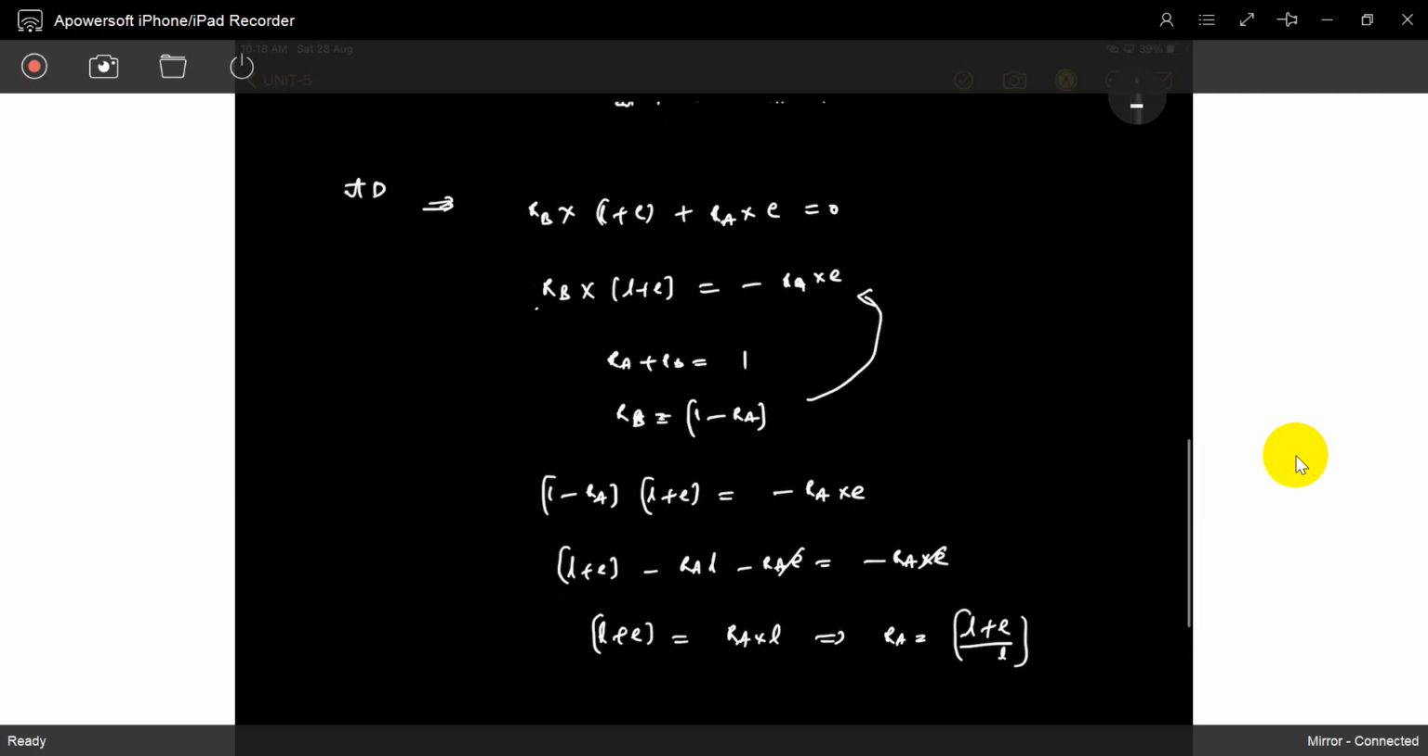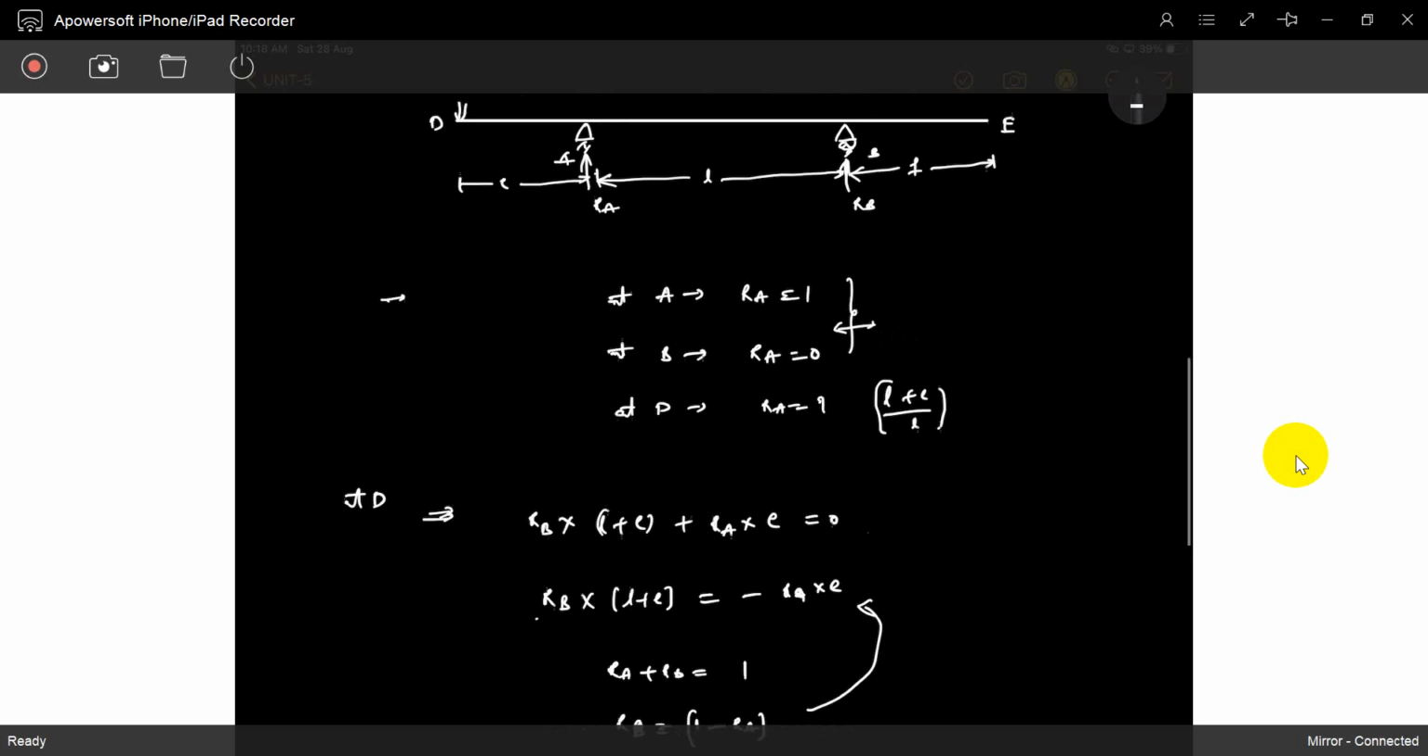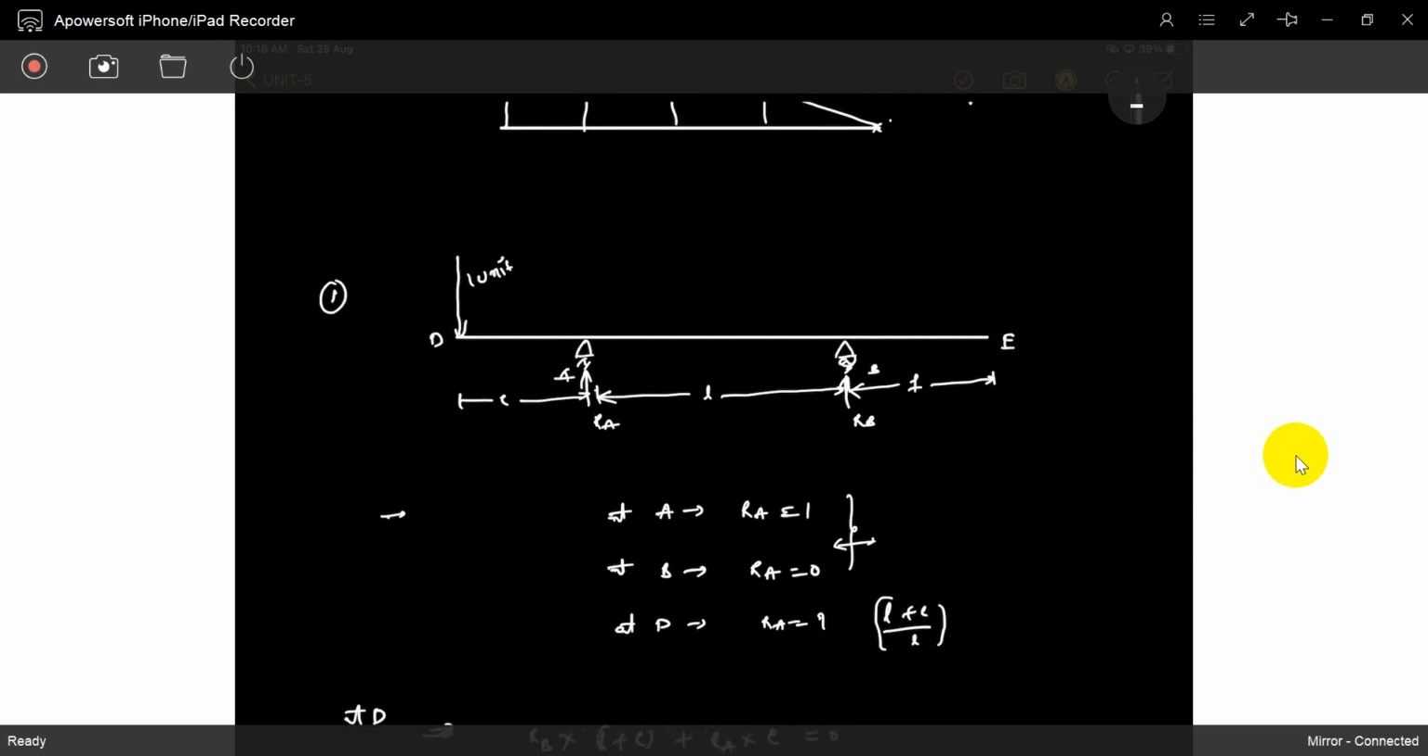L plus E by L. Understood? That's it. So L plus E by L is positive. L plus E by L. So same thing. You can just imagine.